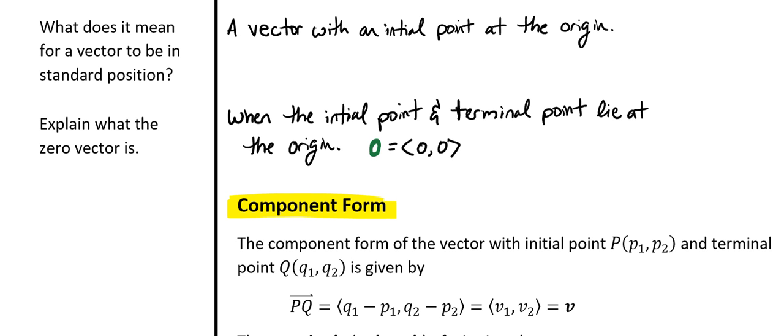So let's go over that just real quick one more time. The zero vector is when the initial point and the terminal point lie at the origin, okay? So let's talk a little bit more about this component form, okay?